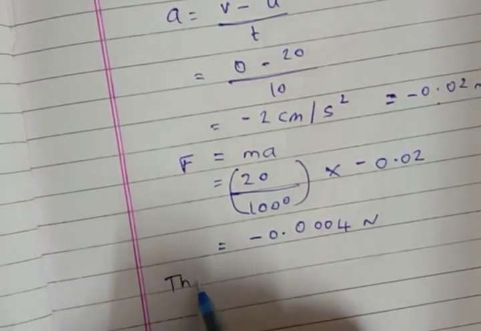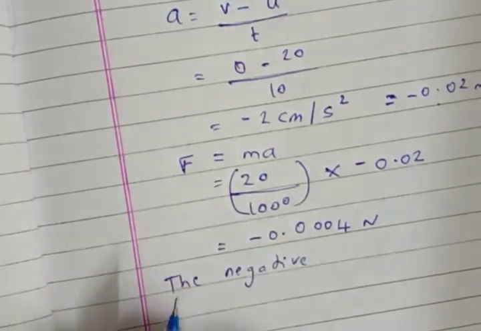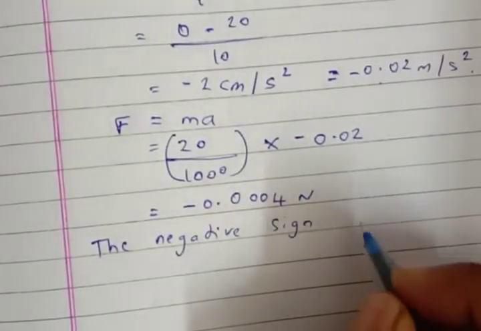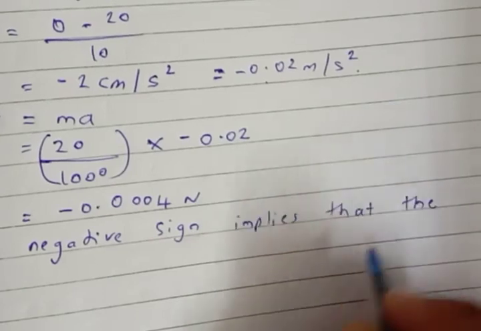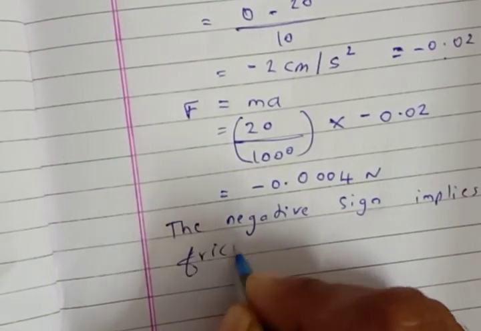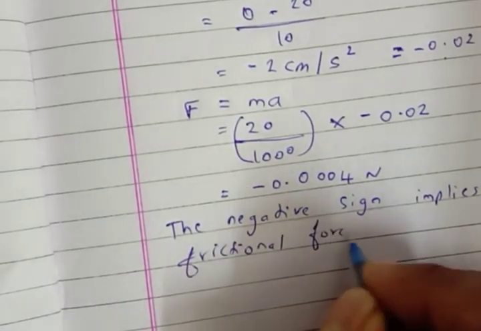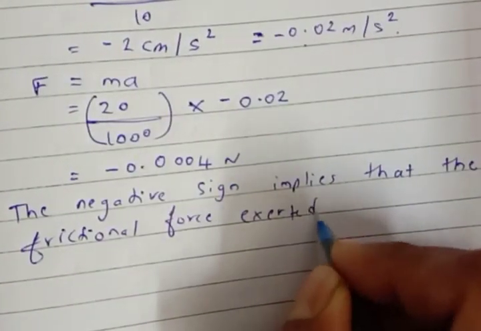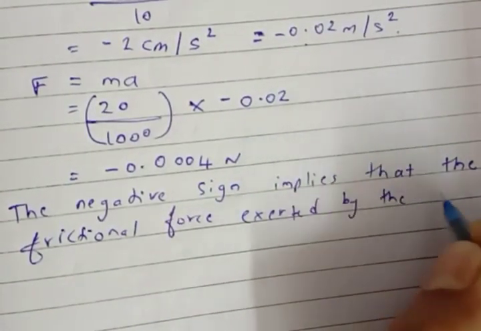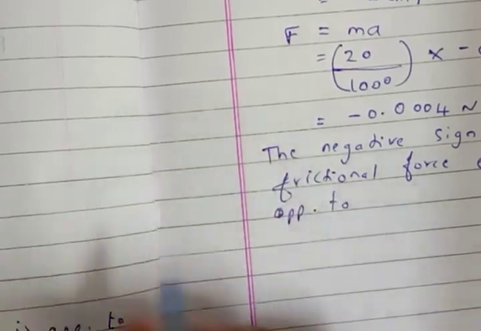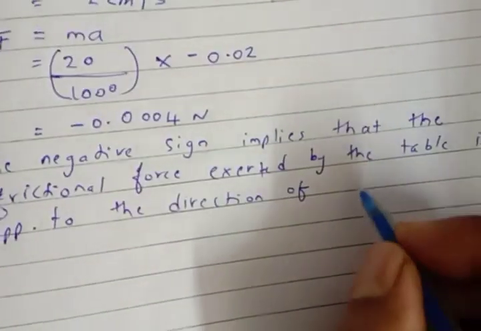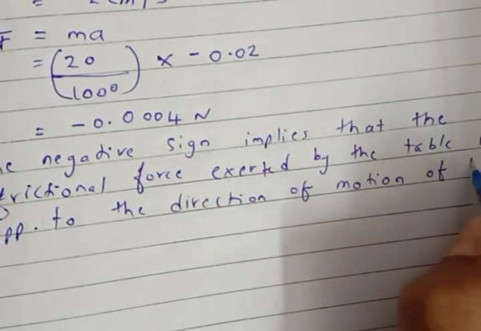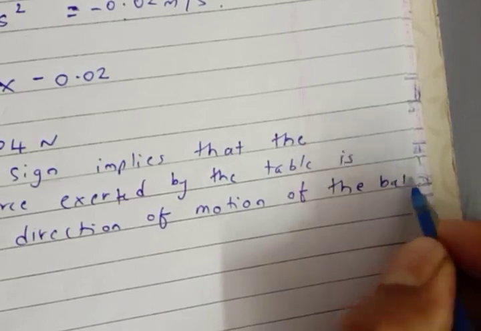The negative sign implies that the frictional force exerted by the table is opposite to the direction of motion of the ball, right?